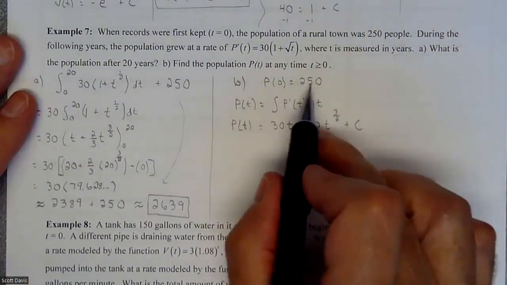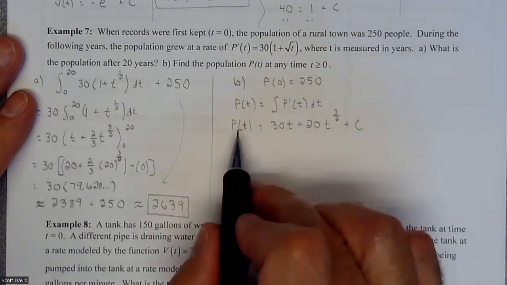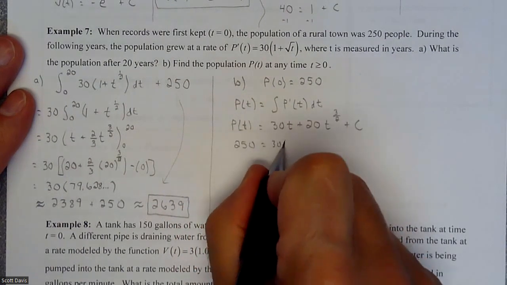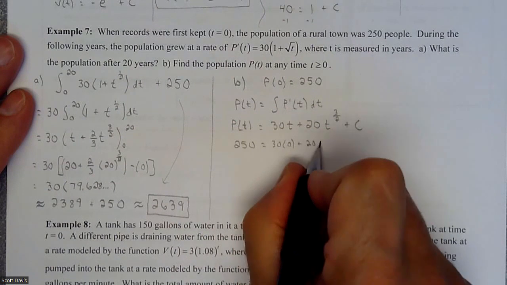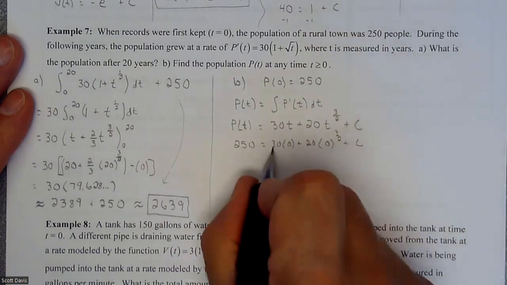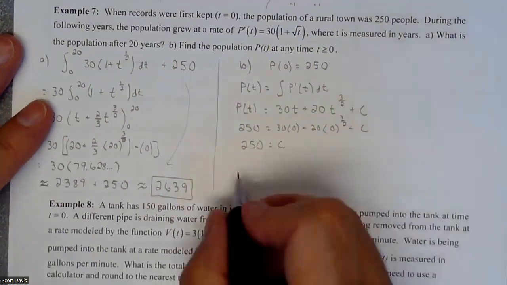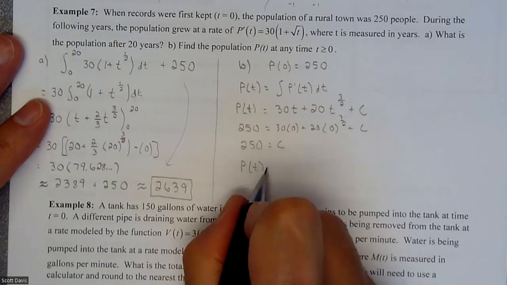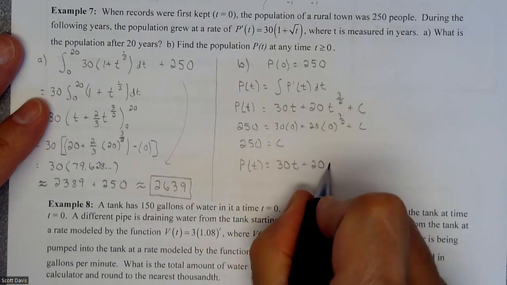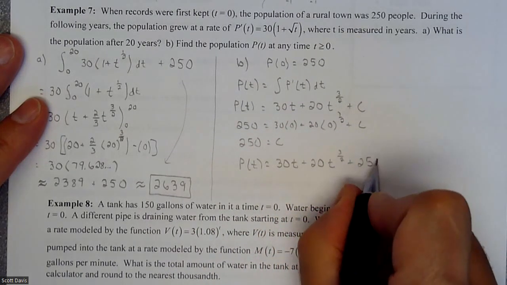And then now that's where this piece comes in. Our initial population was 250. So we'll plug in 0, set it equal to 250. So 30 times 0 plus 20 times 0 to the 3 halves power plus c. So this all goes away. So our c value is also 250. So our population equation is 30t plus 20t to the 3 halves plus 250.